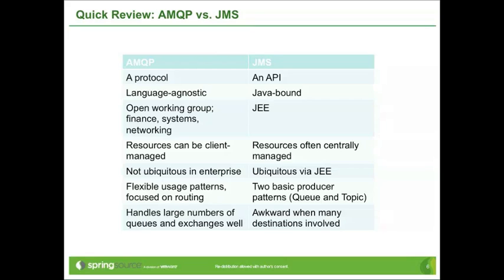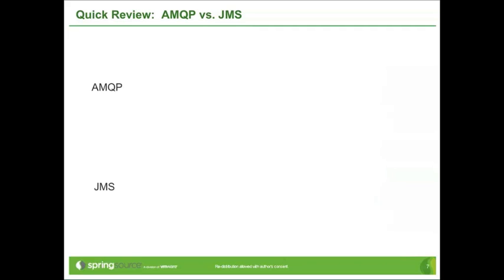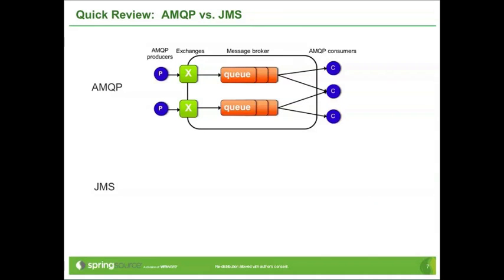To give you an idea of this routing flexibility that we alluded to on the second to last line of that table, let's look at a couple of trivial message fabrics that you might find in real applications. First, we'll look at an AMQP one.